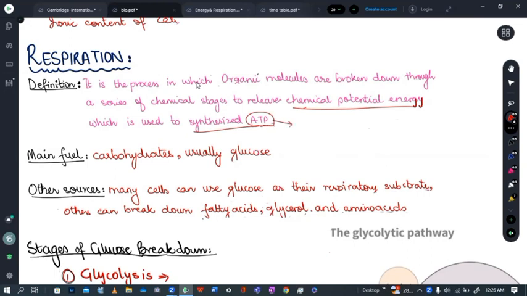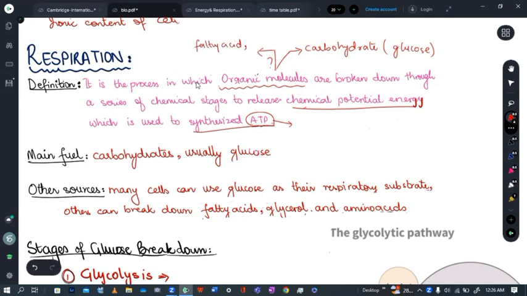Now, what kind of organic molecules can be used to perform the process of respiration? It can be a carbohydrate, which is usually a glucose molecule being used as a respiratory substrate. Some cells, such as red blood cells or lymphocytes, use respiratory substrates such as fatty acids or else glycerol, and sometimes amino acids. So these two are the respiratory substrates other than carbohydrates. The main fuel for respiration is carbohydrate, which is usually glucose. Other sources may include fatty acids and glycerol, together called fats, as well as amino acids.